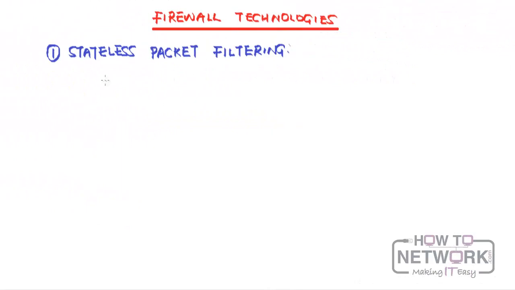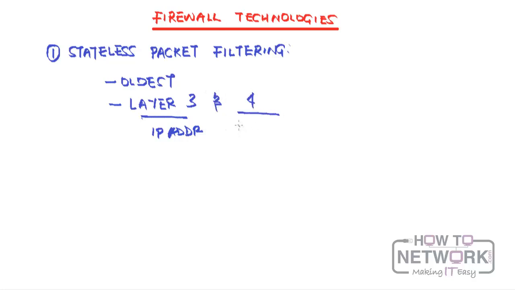The first firewall technology that we're going to talk about is the stateless packet filtering. It's the oldest type of firewall technology, and it makes decisions based on layer 3, that's things like IP address, and layer 4. Layer 4 would be things like TCP port numbers, for example. We have already seen an example of this with the ACLs when we configured access control lists on the routers.